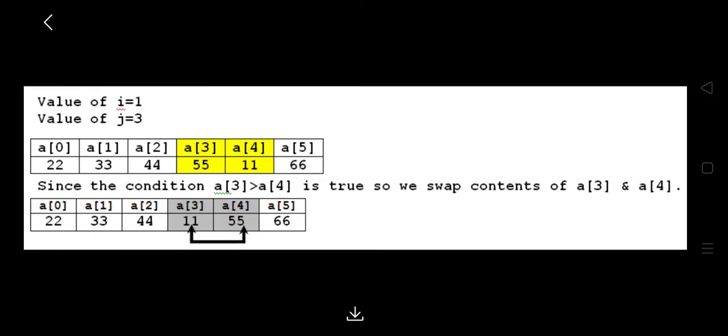Next, for j equal to 3, it will be checked whether A3 is greater than A4. Yes, A3 is 55 and A4 is 11, so swap them. Now A3 will become 11 and A4 will become 55. If you observe carefully, the second largest element has also been placed at its proper position.